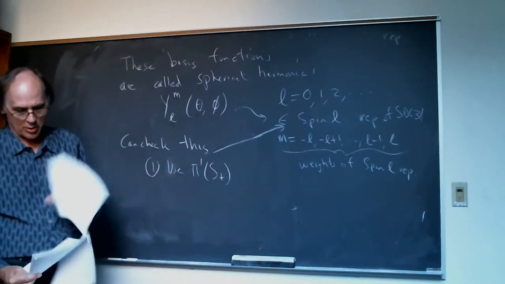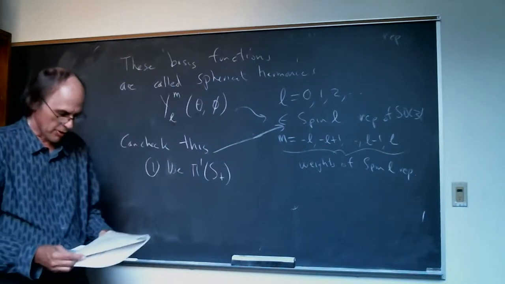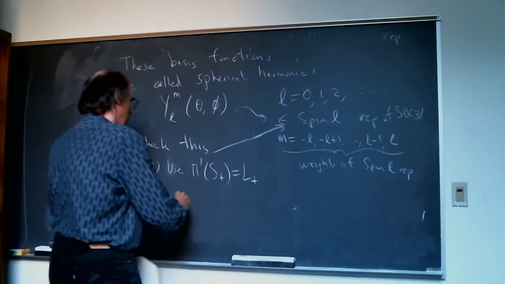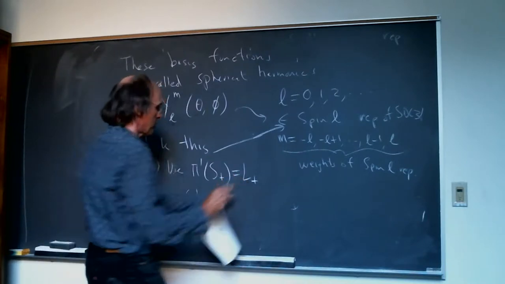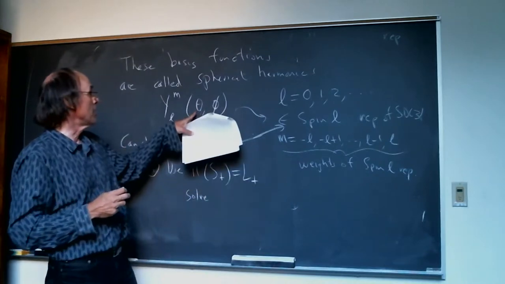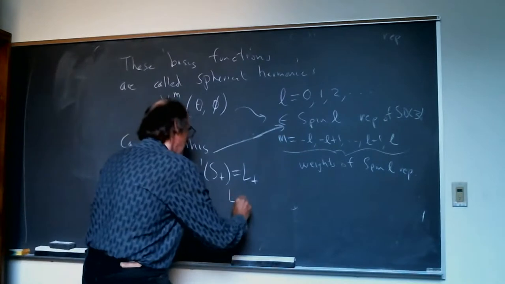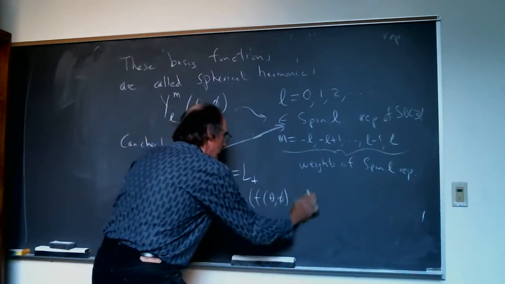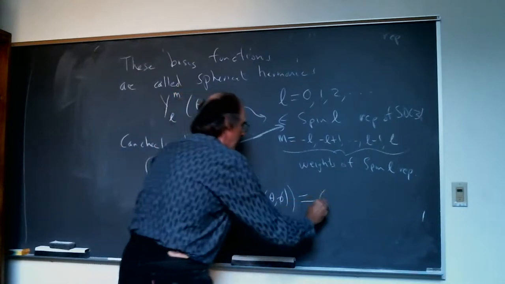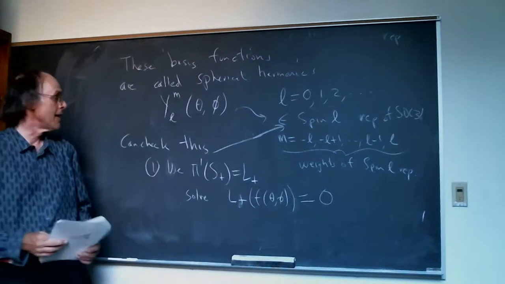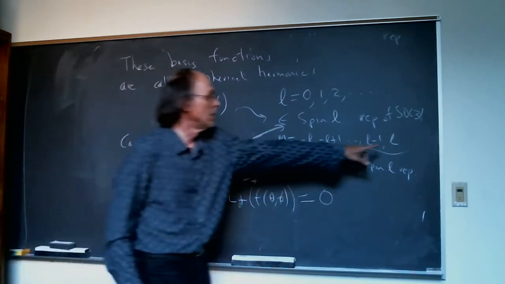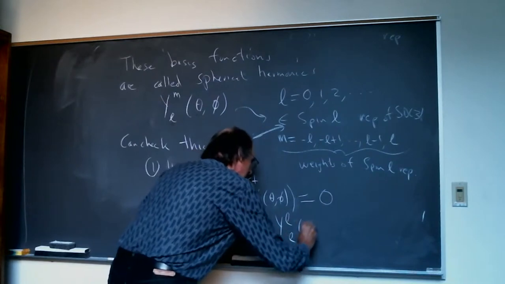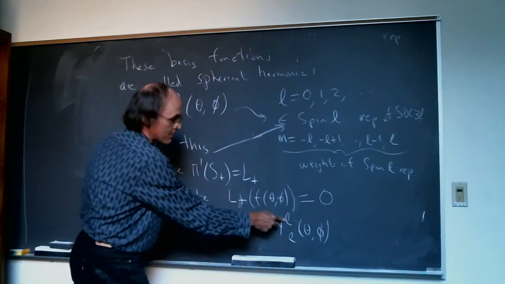Did I write it down here? I call that L plus. So L plus is going to be some kind of differential operator in terms of theta and phi, and you solve L plus times a function of theta and phi equal to zero. This just gives you a differential equation, and solving it gives you a highest weight vector, which gives Y_{l l} of theta and phi, with the highest possible value of m.